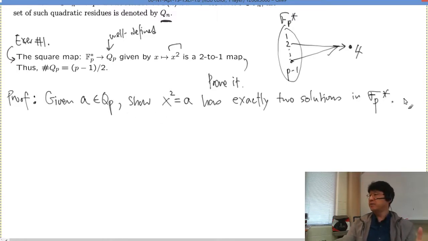All right, this outline makes sense. It's not a proof. It's a suggestion. Is this going to make a proof, right? Given an element in Q_p, this is solvable. When it's solvable, it has exactly two solutions.